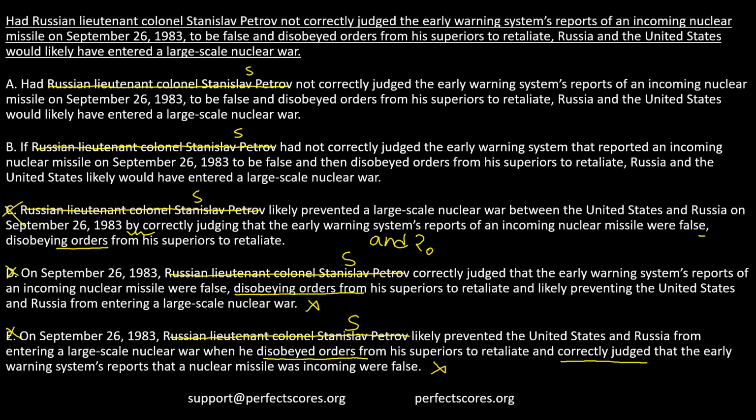Next to C is B. If S had not correctly judged the system, that's going to be wrong because the judgment is not being made of the system, it's made of the reports. So B is eliminated and A is the answer.